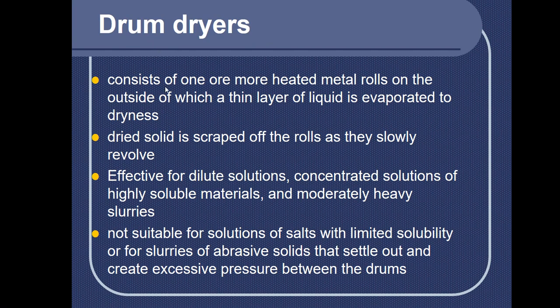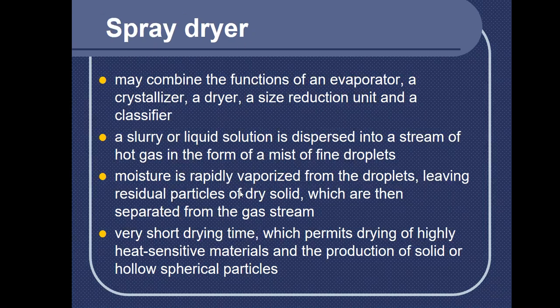For drum dryers, you have a cylindrical rotating drum. It consists of one or more heated metal rolls, on the outside of which a thin layer of liquid is evaporated to dryness. Your dried solid is scraped off the rolls as they slowly revolve. So, cylindrical drums that are revolving.